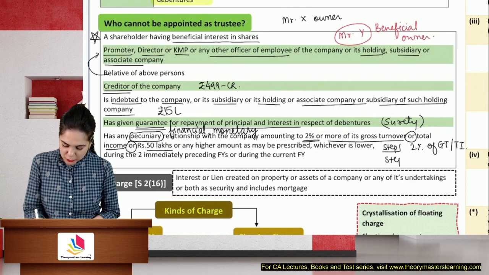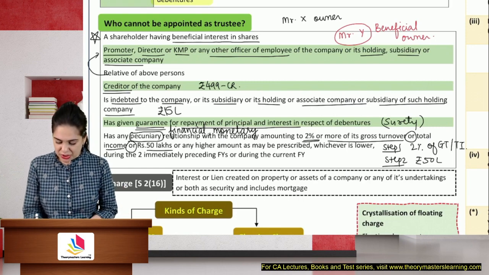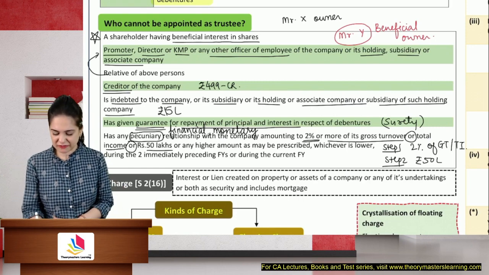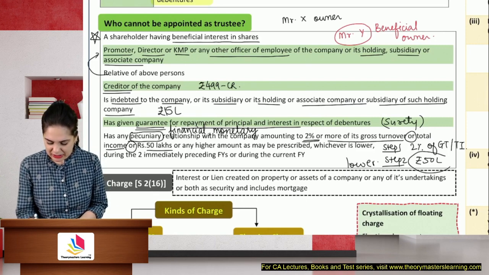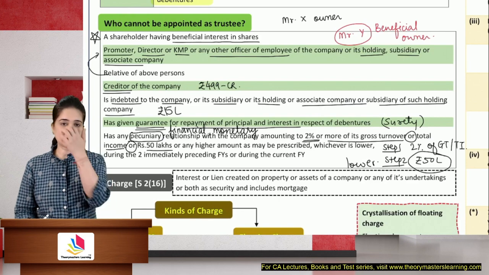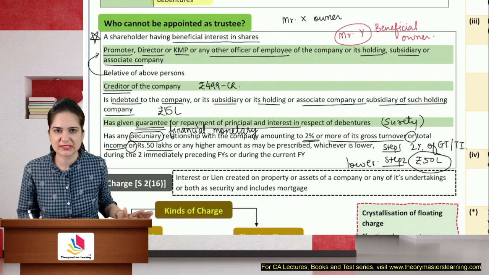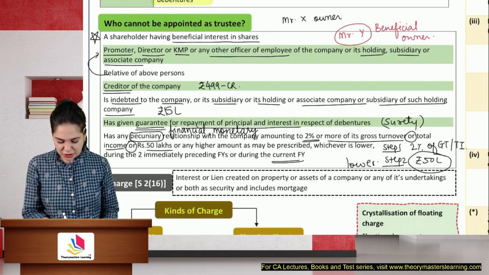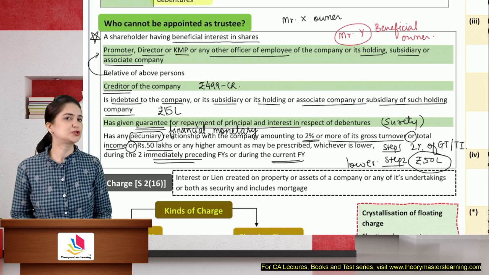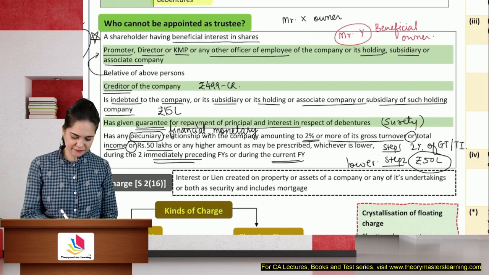Compare that, step 2, with 50 lakh rupees or any other higher amount as may be prescribed. Nothing has been prescribed. So 2% of gross turnover or total income, compare it with 50 lakhs, whichever is lower. Let's say that 50 lakhs is coming lower. So if you have financial relation of 50 lakhs or more, then you cannot be appointed as a trustee. Either in the financial year, current financial year, or immediately preceding financial year, you cannot be appointed as a trustee. So this list is important for you.